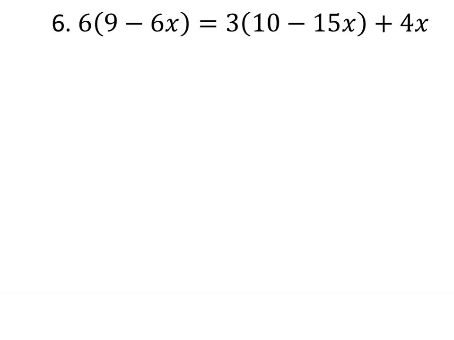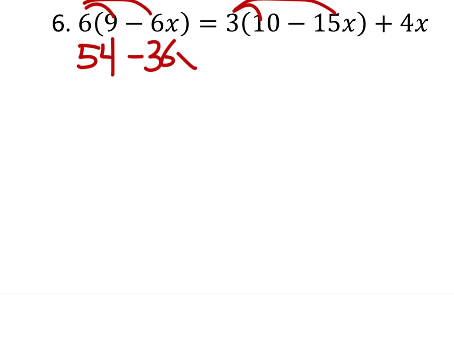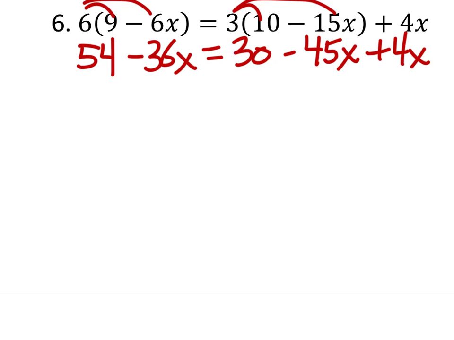Alright, now that we've got that, let's go ahead and get started on 6. We'll just use combining like terms, but we will have to distribute the 6 and the 3 first. 6 times the 9 is going to give me 54 minus 36x, equals 30 minus 45x plus 4x. On the left side, we don't need to combine like terms, but we can see that negative 45x plus 4x would give me negative 41x. And everything else just remained the same.